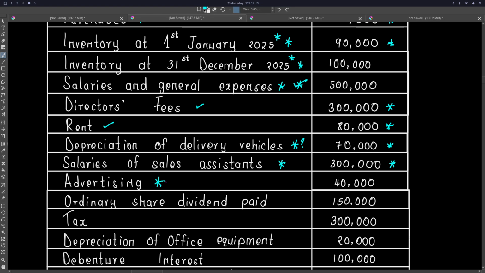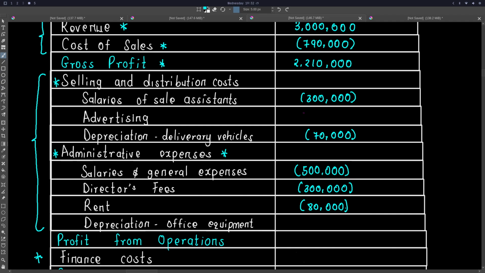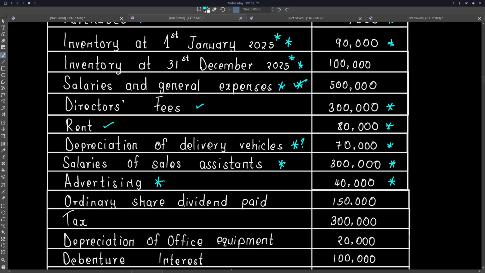Okay, then the next one we have is advertising. Is advertising involved in the distribution of these cups? Yes, when you advertise, you're able to sell more, right? So advertising is involved in the selling of these cups. So also it is a cost involved in the selling. So we take 40,000 under the selling and distribution cost. Okay, so what is remaining?